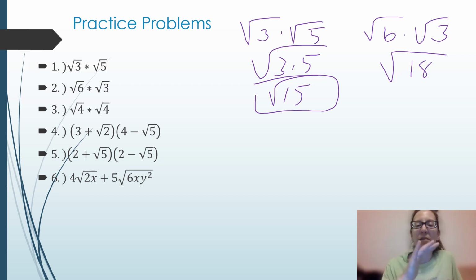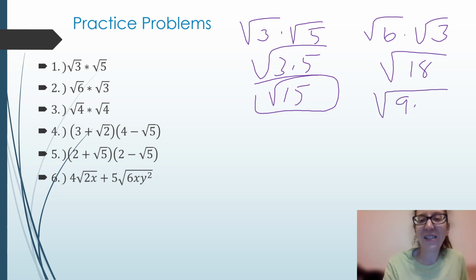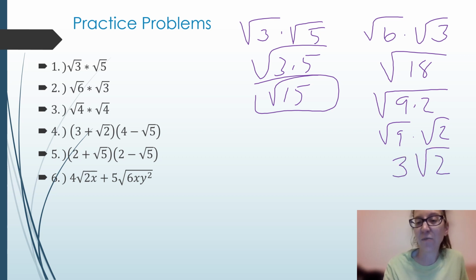Now, before we can stop with the problem and say, oh, that's great, I'm done, we do need to consider the possibility that this is simplifiable. And in this case, it is. So the square root of 18 does factor into 9 times 2. Square root of 9 times 2, and the square root of 9 is 3, so it's 3 root 2.